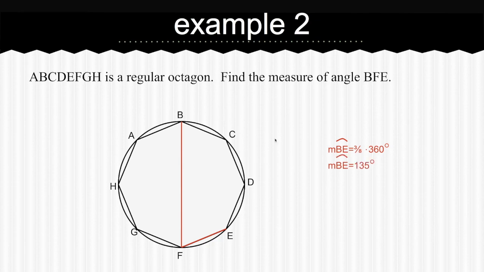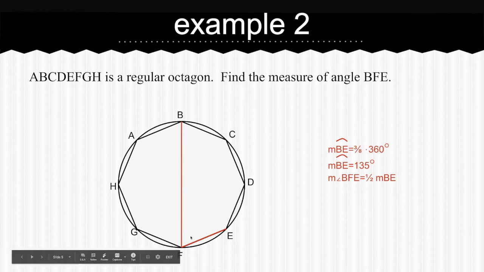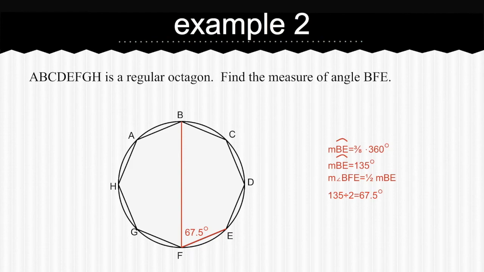So that's 135 degrees, which means now we can take that and we can cut it in half to find our inscribed angle. Half of that is 67.5 degrees.